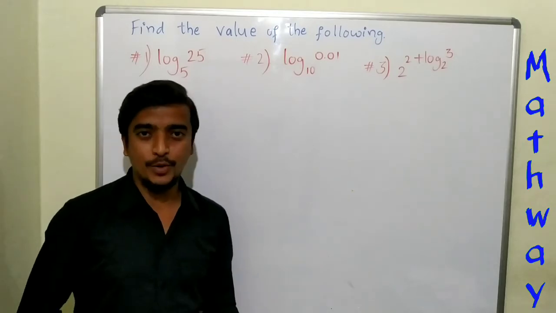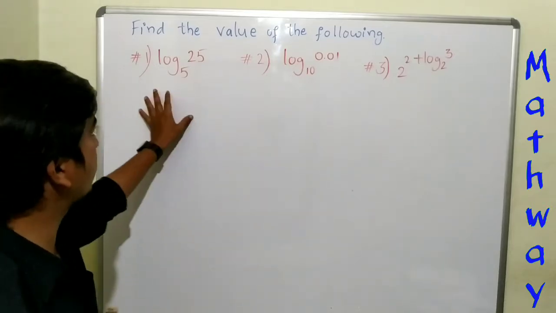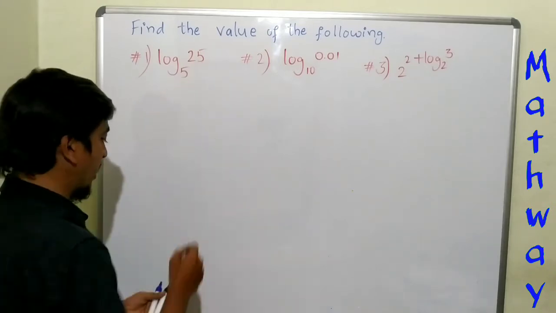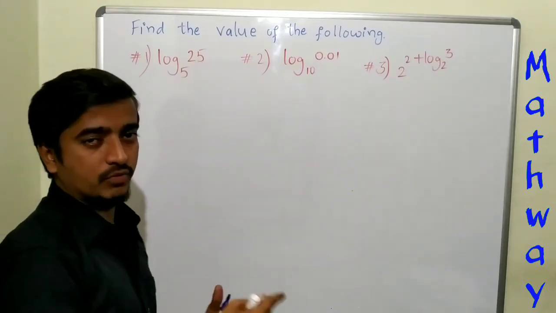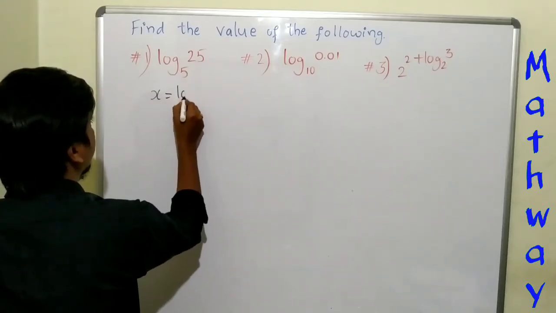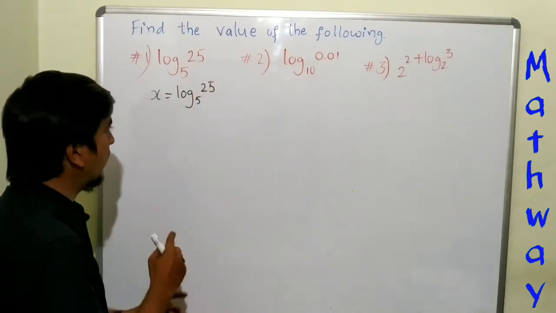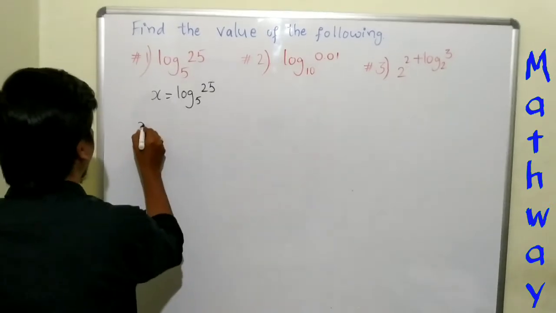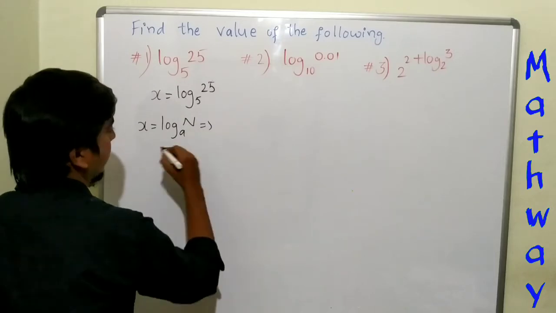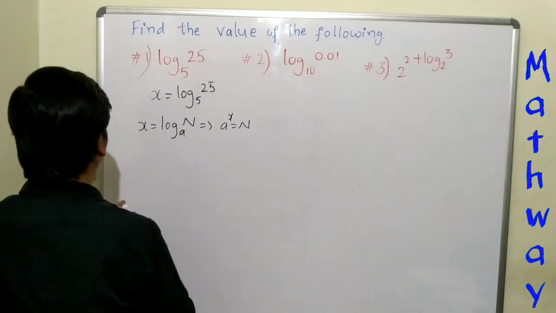Now let us solve some problems by using the logarithm formulas. Find the value of the following. Here some questions are given, and we have to find the value of them. The first one is log 25 base 5. By using the previous formulas, first let's take x equals log 25 base 5. It looks like the first formula, right? So this x equals log n base a is written in the form of exponents as a power x equals n.